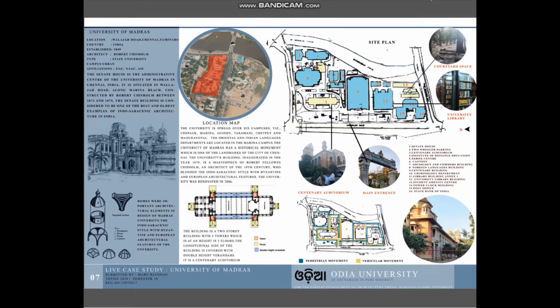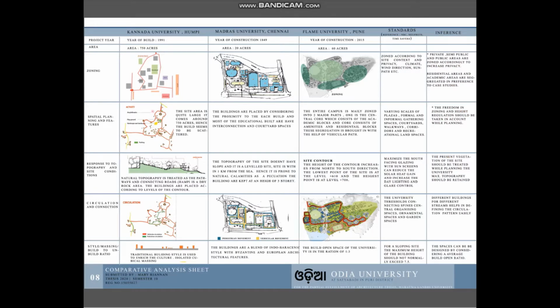My second live case study is University of Madras, which was constructed in the year 1895 by Robert Chisholm. It is an affiliated university by UGC and AICTE, and the architecture style was Indo-Saracenic architecture. Since the university is facing Marina Beach, it is prone to cyclone. So, hence, cyclone-resistant architectural features are provided, such as dead loads in the roof, and short overhangs are also provided. Comparative analysis sheet. It is done by considering 5 factors.